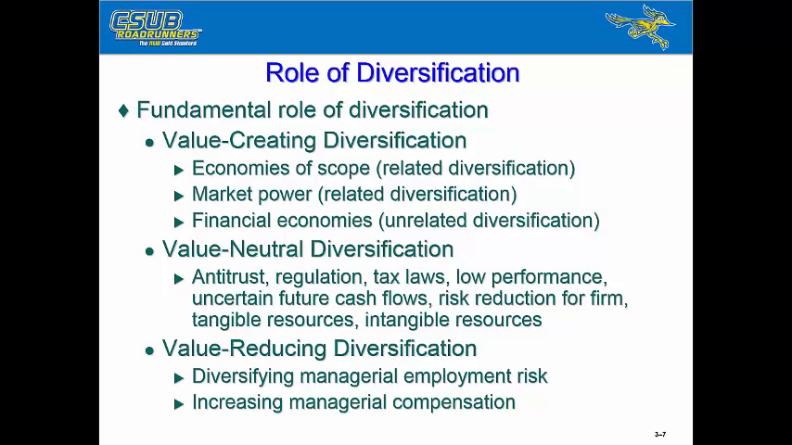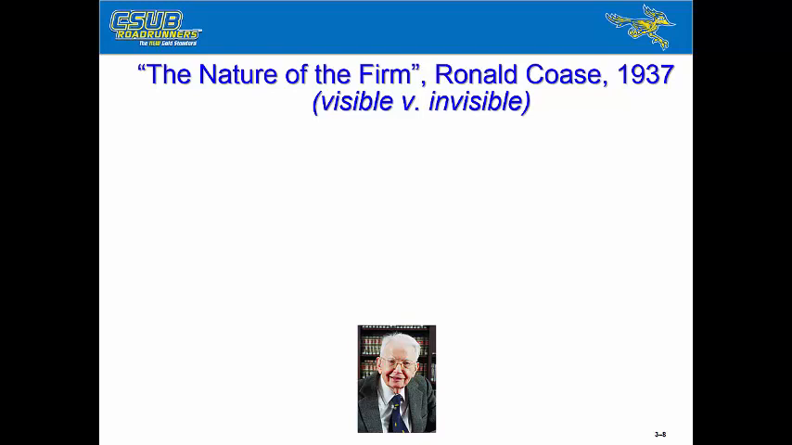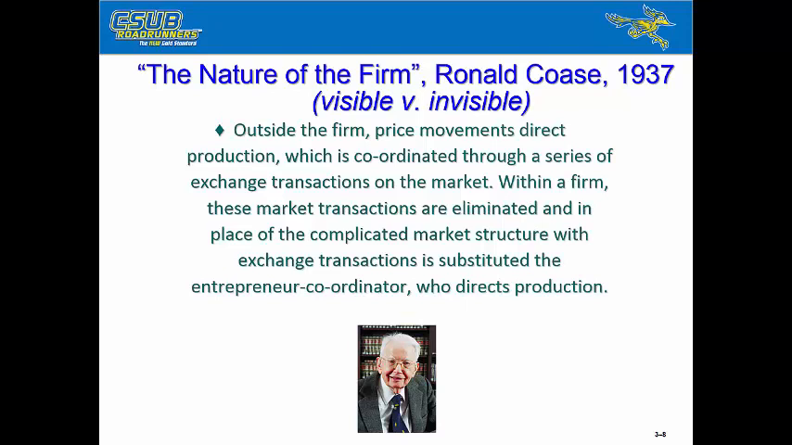Okay, so moving on with corporate level strategy. Some big picture theory about corporate level strategy. There's a book written by, I believe, Nobel laureate Ronald Coase way back in 1937, talking about visible versus invisible market mechanisms. The paraphrased summary of the book is basically that outside the firm, price movements direct production, which is coordinated through a series of exchange transactions in the market. Within a firm, these market transactions are eliminated, and in place of the complicated market structure with exchange transactions is substituted the entrepreneur coordinator who directs production.